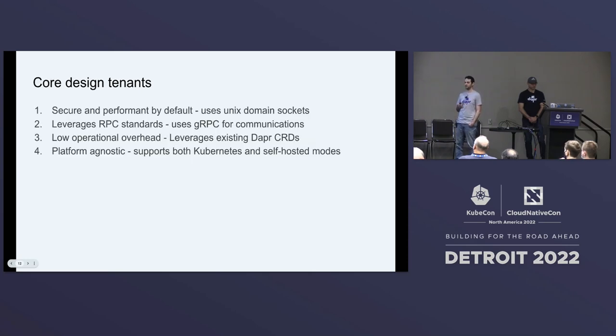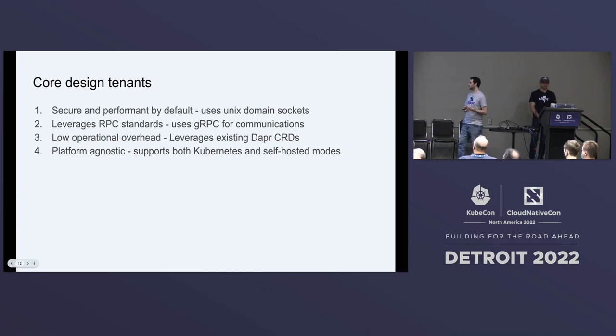The core design tenets for us are, of course, to be secure and performant. So we use Unix domain sockets. So you can't invoke these components from outside of your local network namespace, whether it's your VM or a pod on Kubernetes. We're leveraging RPC standards, so there is no new RPC framework here. We're just leveraging good old gRPC, which is fully supported, with no limitations on any gRPC features.